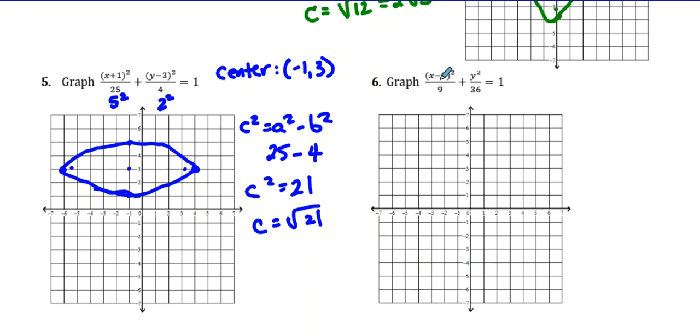So your center will be 2, 0. 9 is 3 squared, and 36 is 6 squared. So you go to 2, 0. And because 3 is underneath x, you're going to go 3 in the x direction. And you're going to go 6 in the y direction. And draw a sketch.